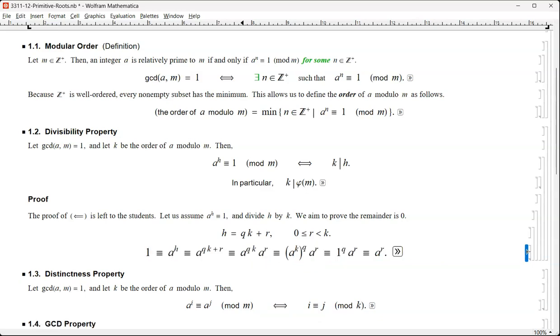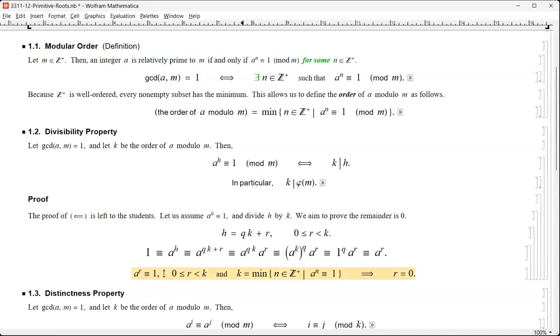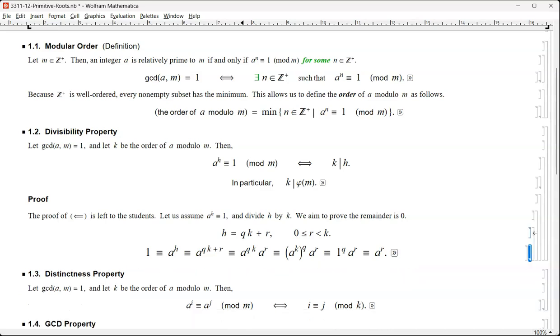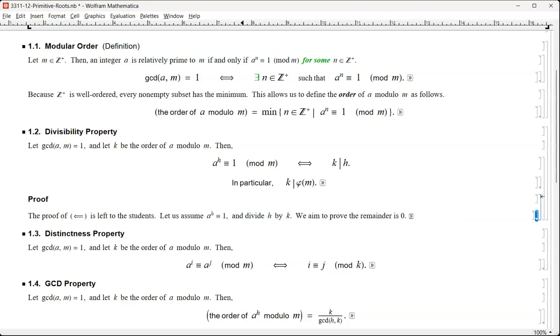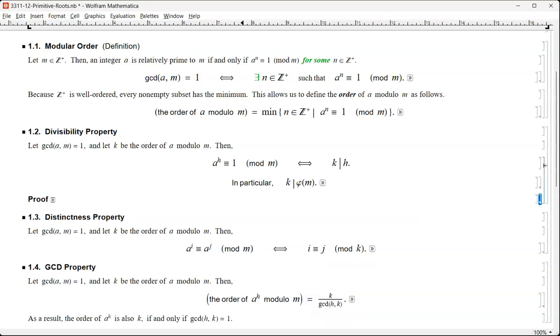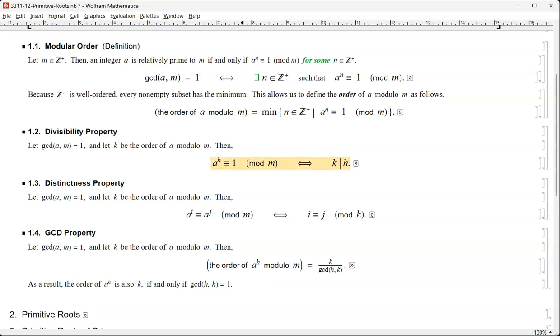As a result, a to the r power is congruent to 1, but r is less than k. And that gives me r is equal to 0, because otherwise k cannot be the minimum. So r has to be 0. If r is positive, then we have an even smaller element than the minimum, so that's a contradiction. So the remainder is 0. We must have the divisibility.